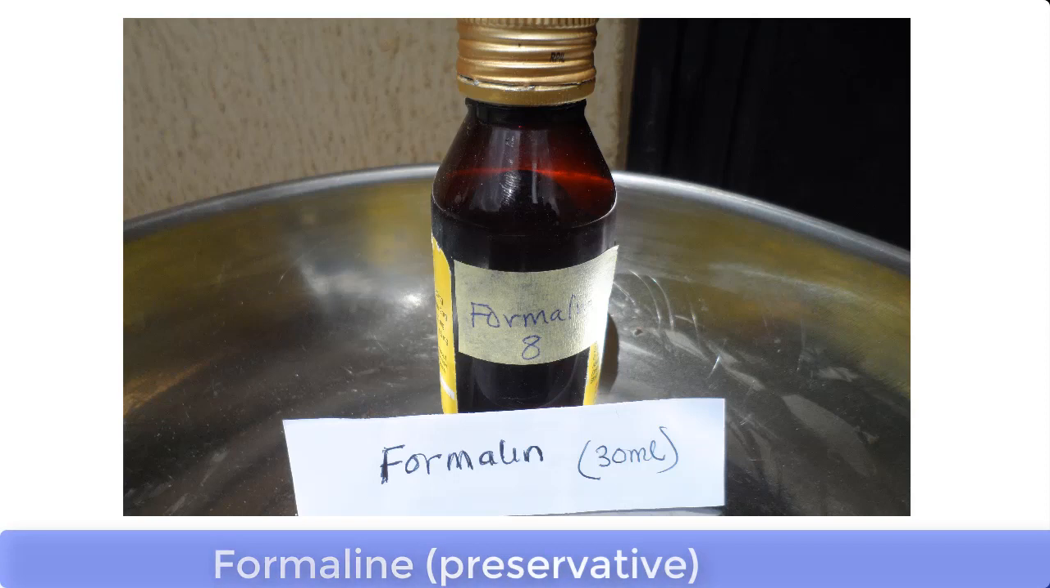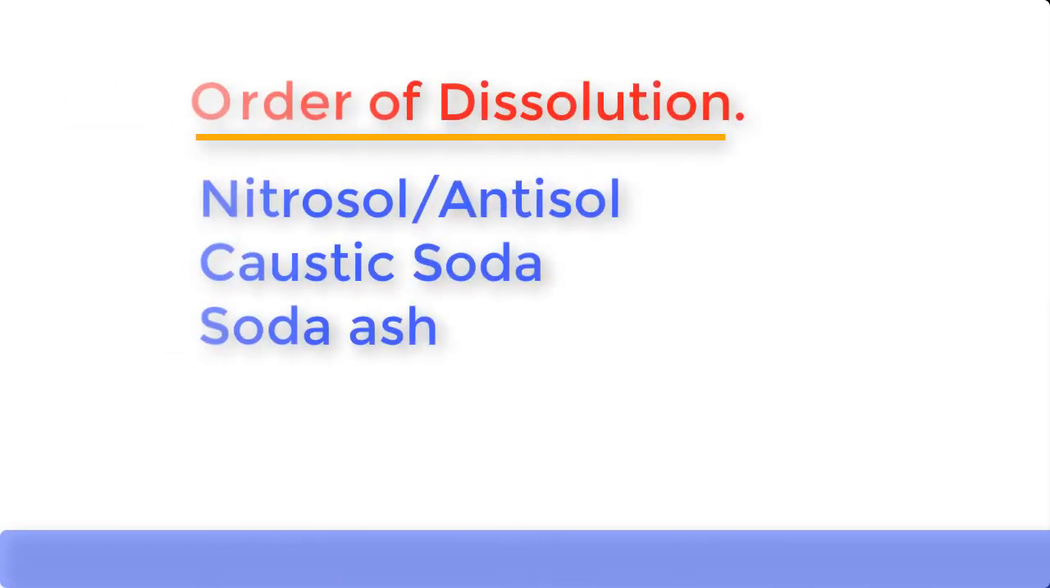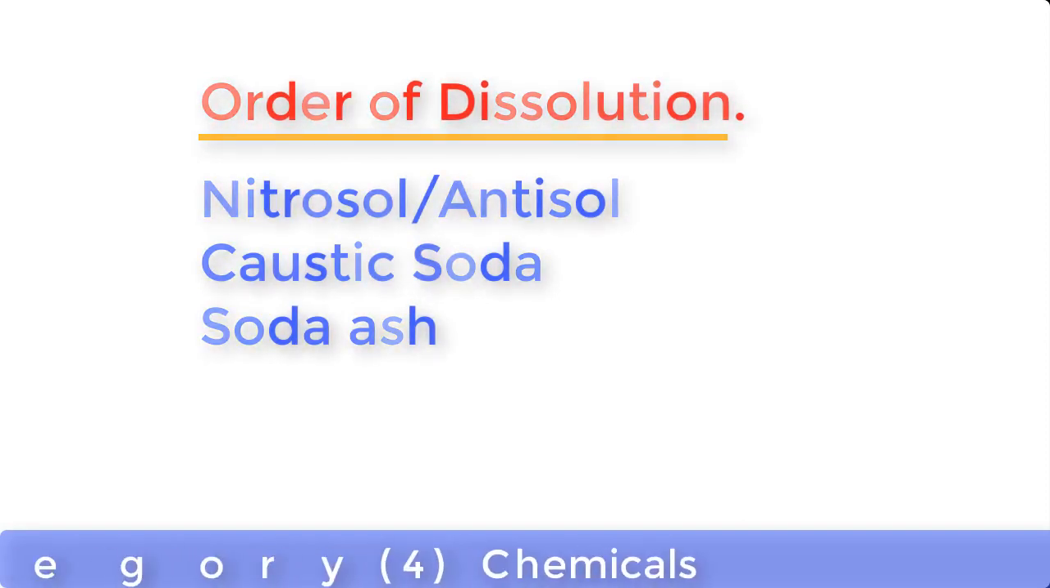Please note that you will have to dissolve these chemicals in the order that I have listed above. If you miss the order, you will not get a good quality soap. Hence, it has to be in this particular order. Nitrosol or antisol, that is number 1, number 2 is caustic soda, and number 3 is soda ash. And the fourth group of chemicals, which I said in this category, order is not important.